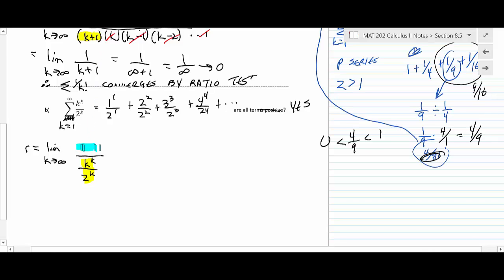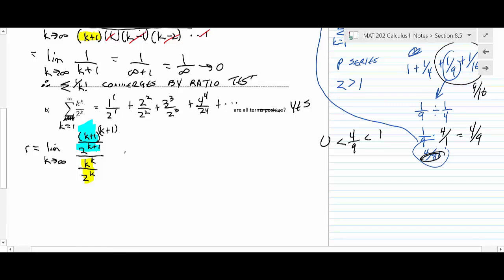What goes in the numerator? You change all the k's to what? k plus 1. Right, so we want to do that. So we're going to have k plus 1 to the k plus 1 power. I'm going to put that in parentheses also. Then we'd have 2 to the k plus 1. So you're going to get into lots of expressions that are kind of messy, and you have to work out some algebraic simplification on this.